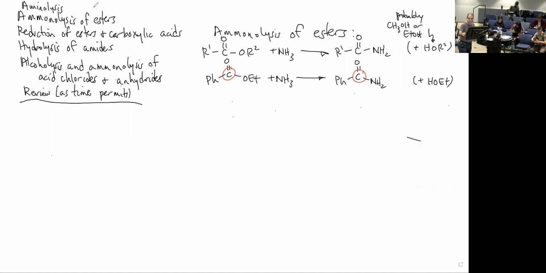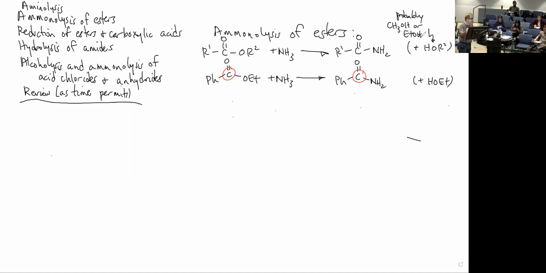But in general, the reaction entails treating an ester with ammonia. And the major organic product is going to be a primary amide, something of this type. And there is also going to be a side product of the alcohol portion of the ester that winds up in a molecule of alcohol.